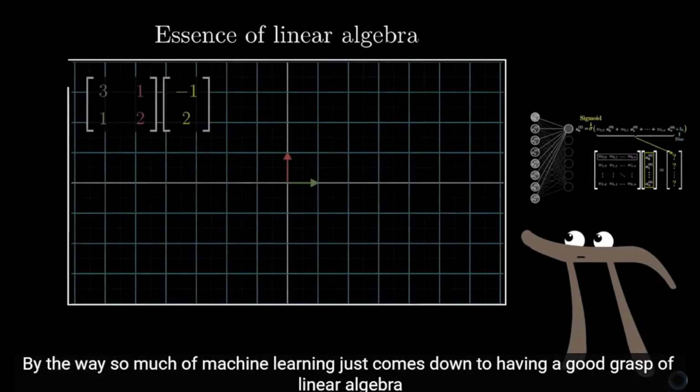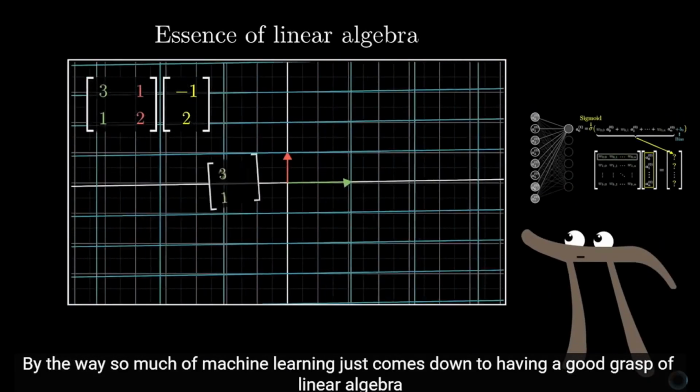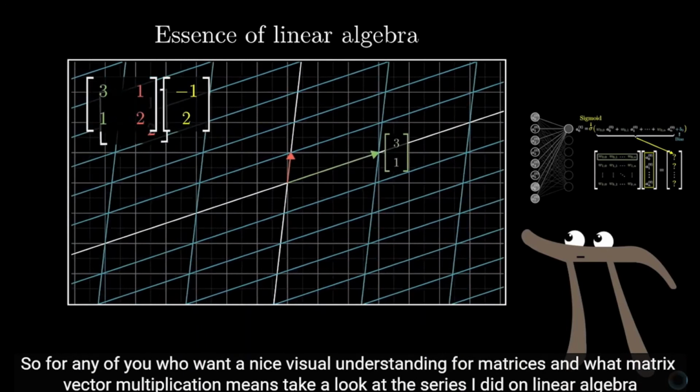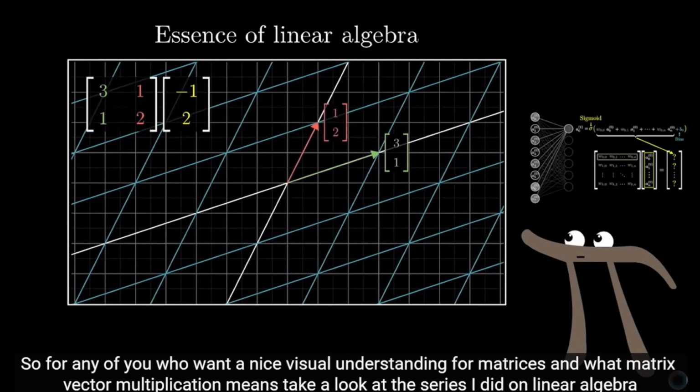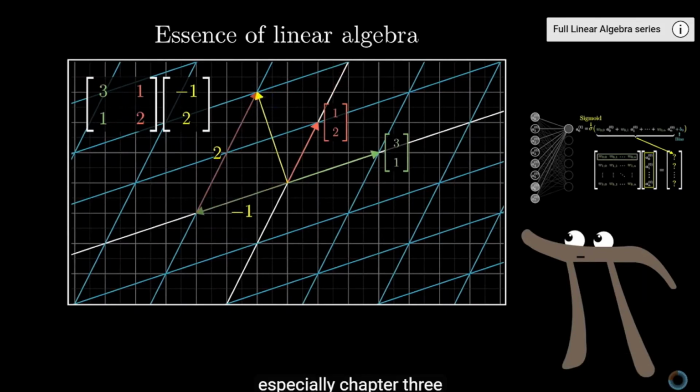By the way, so much of machine learning just comes down to having a good grasp of linear algebra, so for any of you who want a nice visual understanding for matrices and what matrix vector multiplication means, take a look at the series I did on linear algebra, especially Chapter 3.